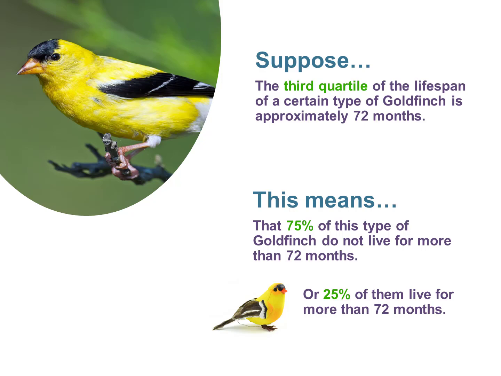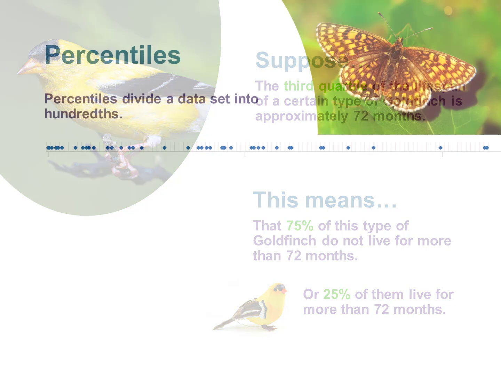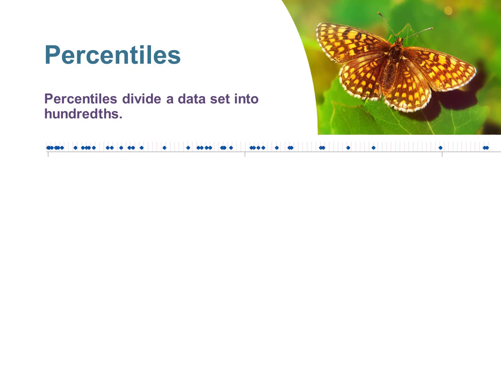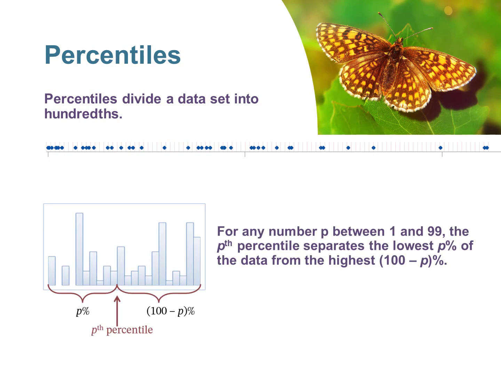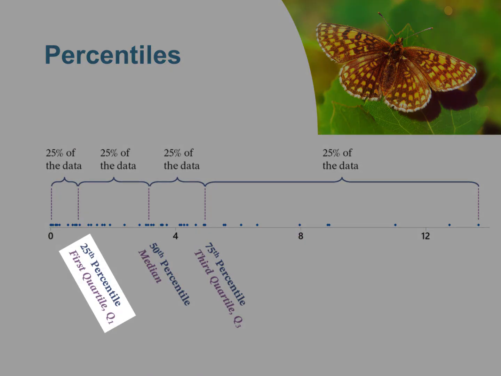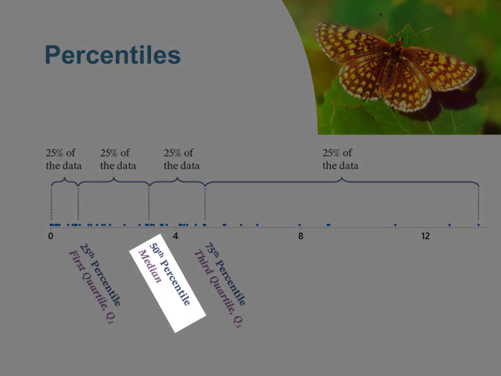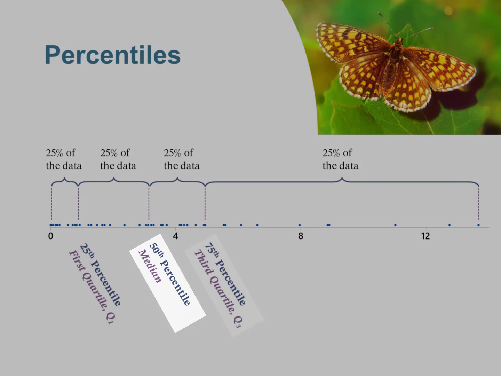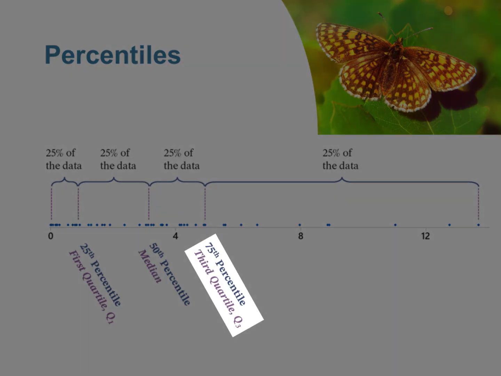A dataset can be divided further. Percentiles divide a dataset into hundredths. For any number p between 1 and 99, the pth percentile separates the lowest p% of the data from the highest 100 minus p%. As we can see, the 25th percentile is the same as the first quartile. The 50th percentile is the same as the second quartile, which is the same as the median. And the 75th percentile is the same as the third quartile.